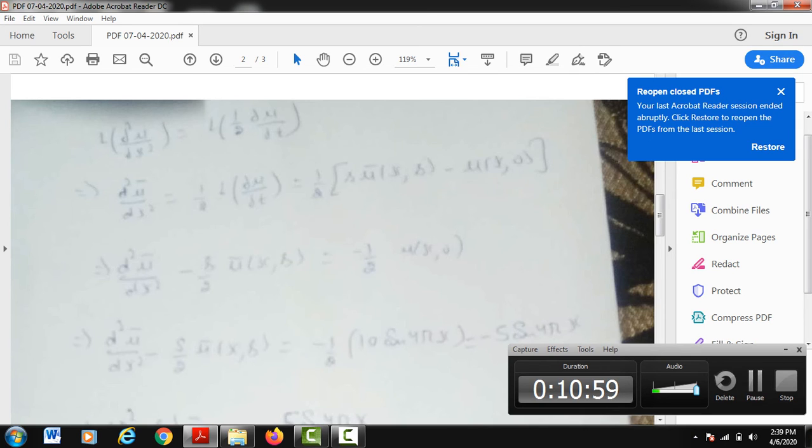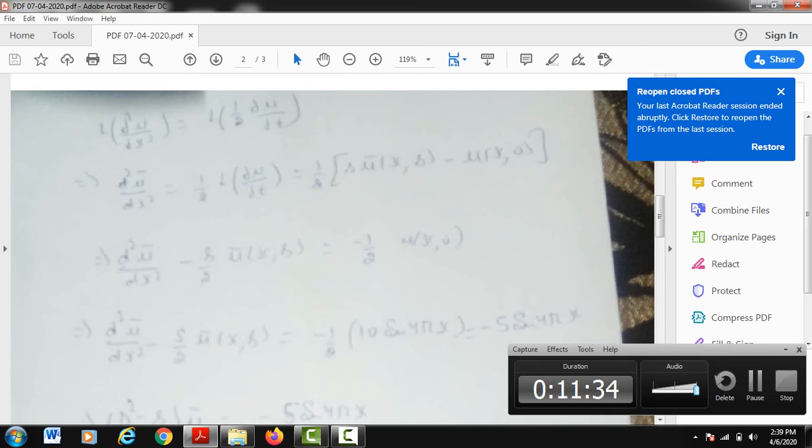So what is the Laplace transform of ∂u/∂t? I have told you in the starting of this lecture, it is s ū(x,s) minus u(x,0). Okay, so let us simplify this. Here you can see d²ū/dx² minus s/2 ū(x,s), shifting these terms to the left hand side, is equal to minus 1/2 u(x,0). Now it is mentioned in the numerical that u(x,0) is 10 sin 4πx. So 10 by 2 is 5, so it is minus 5 sin 4πx.